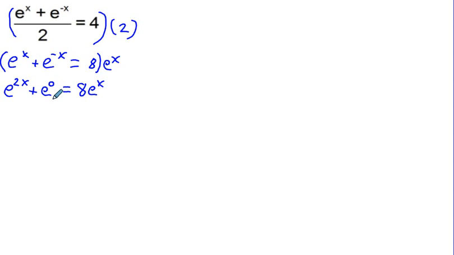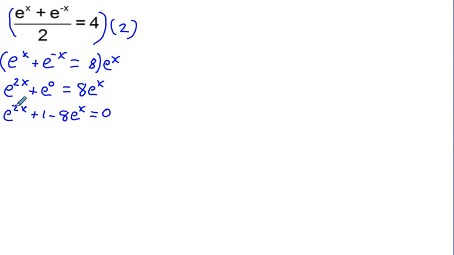And then e to the 0 power is 1, so I'm going to rewrite this with 1. So we have e to the 2x plus 1. And I'm going to subtract 8e to the x from the right side, so I'm going to bring this over as minus 8e to the x. And then we have 0 remaining on the right side. Now, I don't know if it looks like this to you, but this is a quadratic form already, and I'm going to demonstrate that shortly.